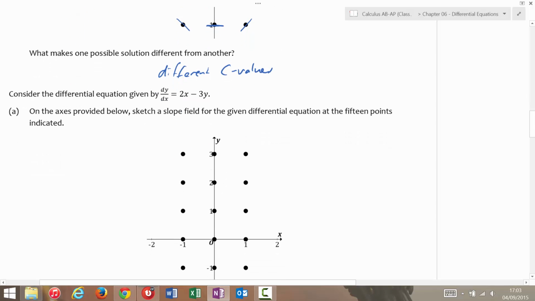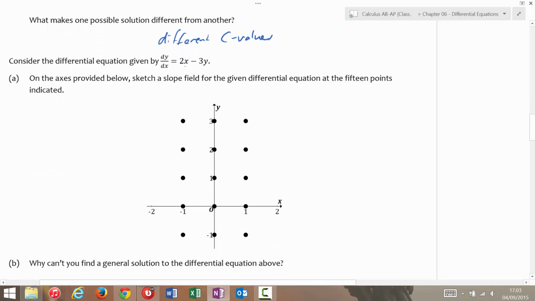So here's another one. Consider the differential equation given by dy/dx is equal to 2x minus 3y. And we'll provide a slope field for the given equation at the 15 points. So this is going to take a little bit of time. We're going to want to generate a t-chart basically of x, y, and 2x minus 3y so I can get the slope down. Remember, this right here is the slope.